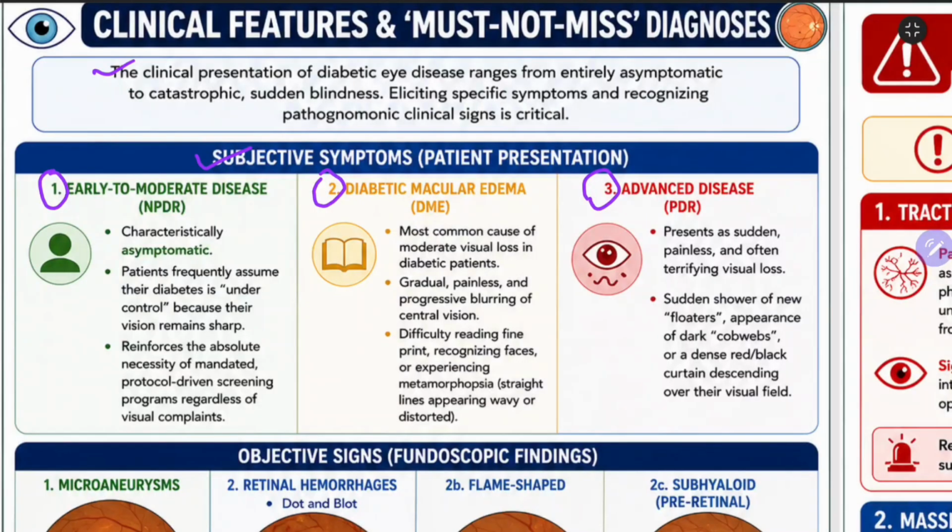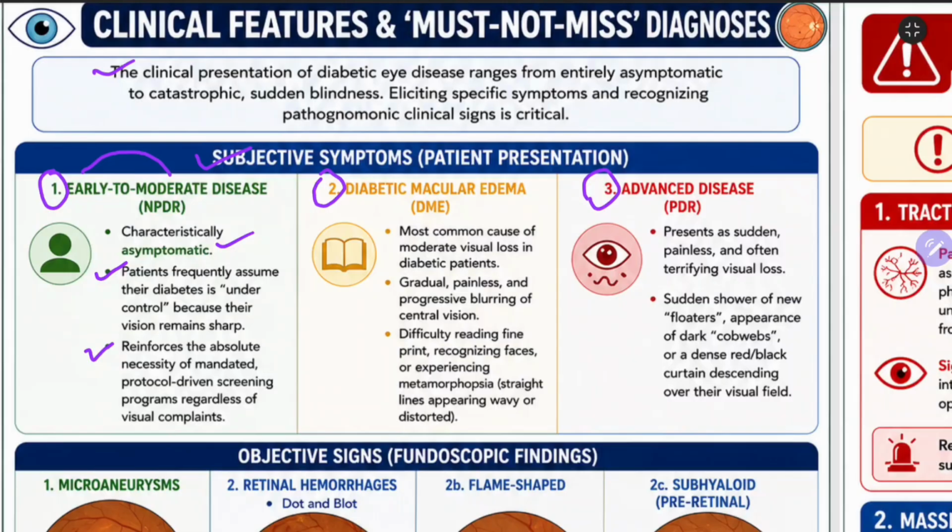In mild to moderate NPDR, the patient is characteristically asymptomatic. He will not have any symptoms. Patients frequently assume their diabetes is under control because their vision remains sharp. This reinforces the absolute necessity of mandated, protocol-driven screening programs regardless of visual complaints. Because the patient has NPDR but is still asymptomatic, the yearly dilated eye examination by an expert is very important, because it will help in treating diabetic kidney disease, diabetic neuropathy, and in reducing or even stopping cardiovascular events also.